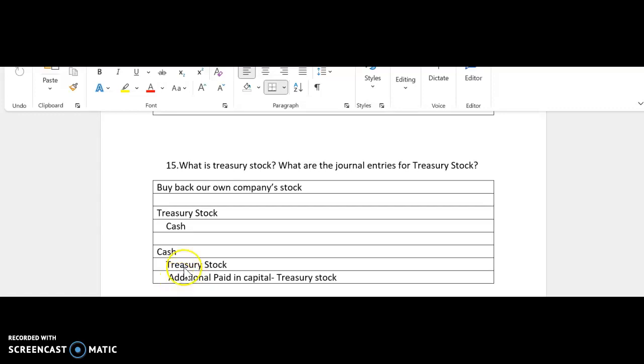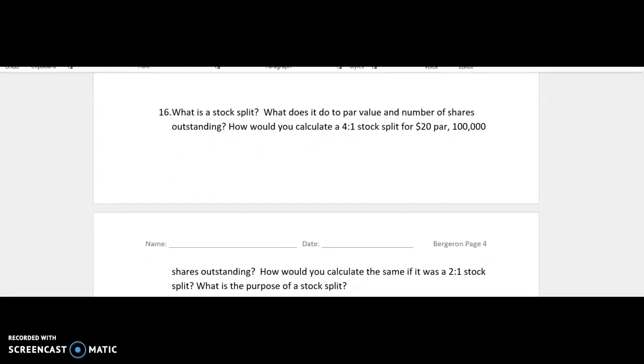If you need a credit to balance it, you credit it. If you need a debit to balance it, you will debit it. It will depend on if you bought it back for more or less than what you originally bought it for. You might want to make a note that you will not use par value at all when you're dealing with Treasury stock. Okay, let's look at a stock split and talk about the reason why we do a stock split.